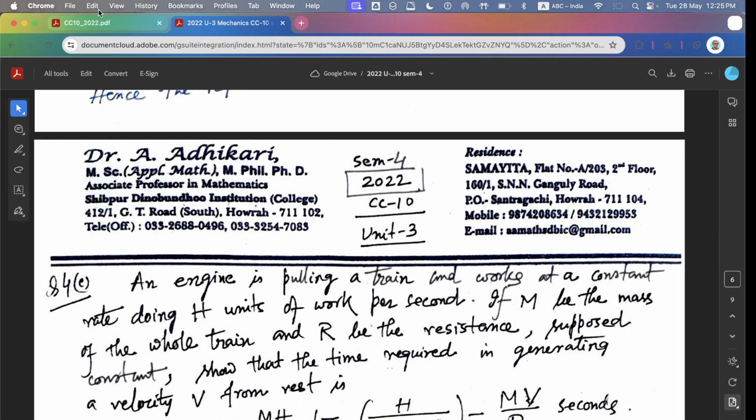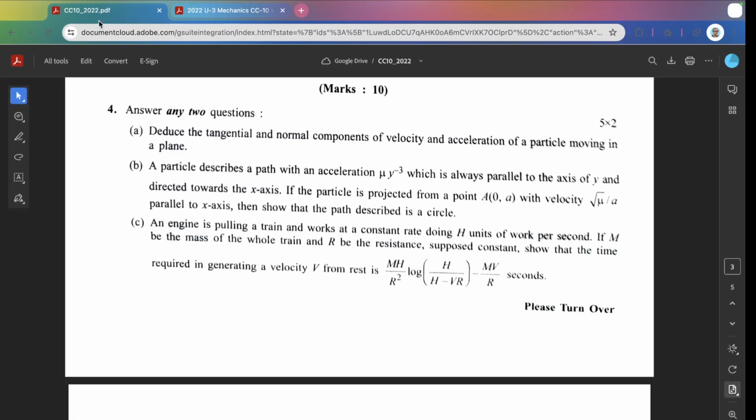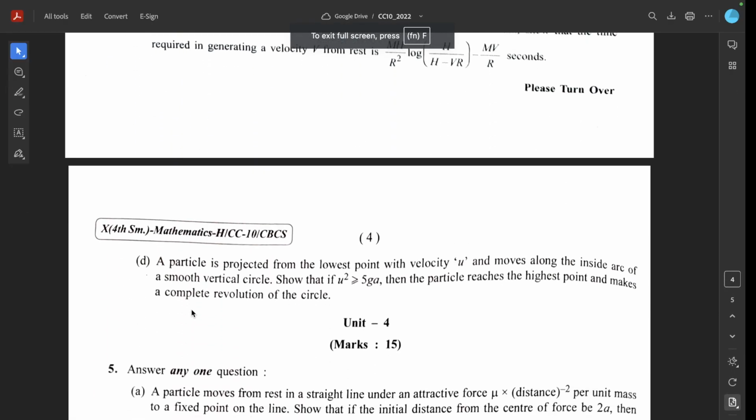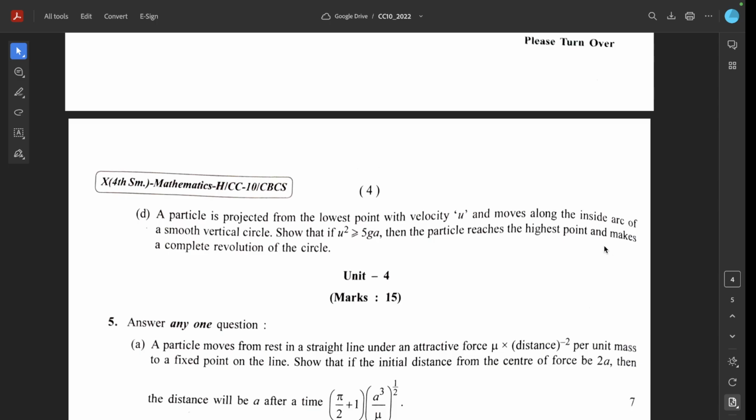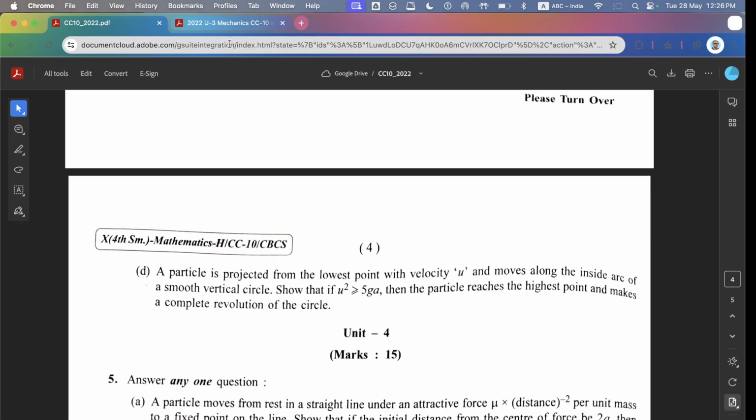Next question, question 4D. A particle is projected from the lowest point with velocity u and moves along the inside arc of a smooth vertical circle. Show that if u square is greater than or equal to 5ga, then the particle reaches the highest point and makes a complete revolution of the circle.